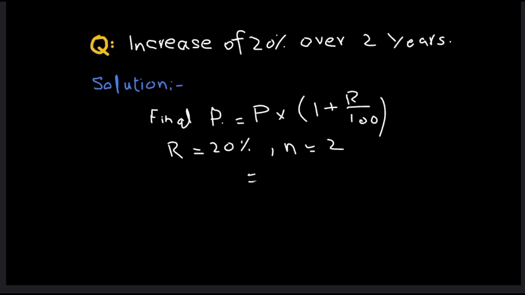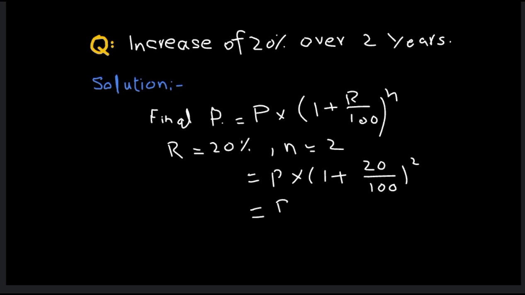So we have P times 1 plus 20 over 100, power 2.